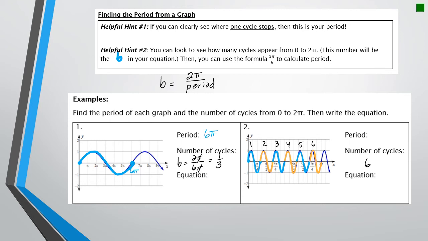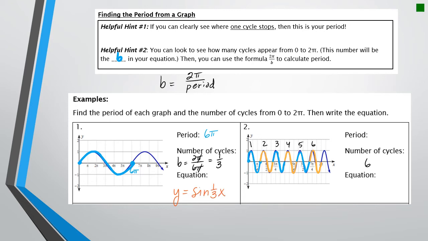Now the equation, the only thing that's changing is the period of this graph. The amplitude is 1, the midline is 0, it's not reflected, nothing else is going on. So my equation is just going to be sine, and then I'll put in my bx.